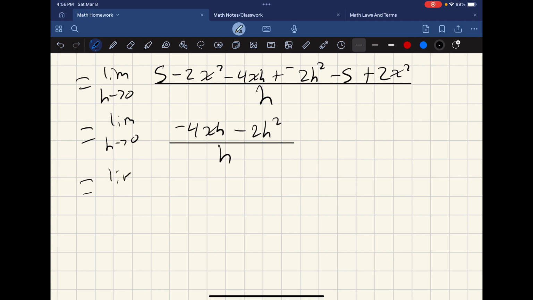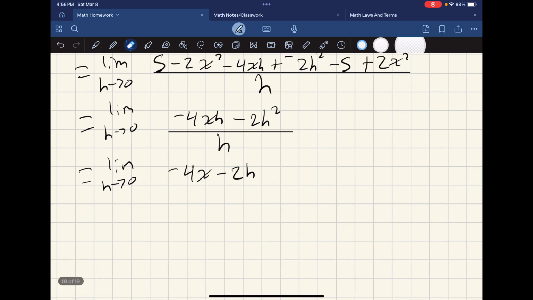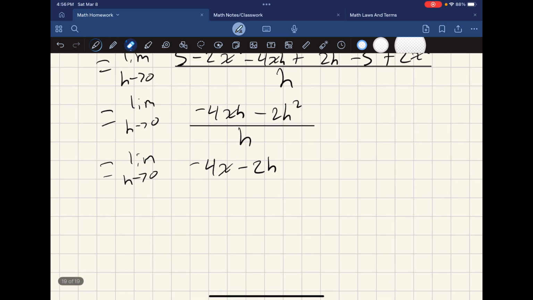And then our final step is get rid of that h on the bottom in the denominator. And that'll come out to negative 4x minus 2h. So that's the most simplified we're going to be able to get this. So this is our final equation for the limit derivative, using the limit law.